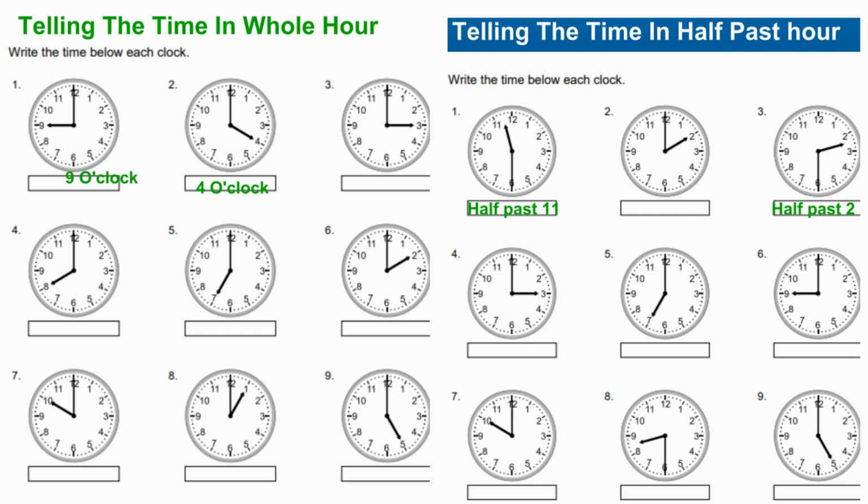Now let's tell the time in half past hour. When your short hand that reads hour is in between 11 and 12 and your long hand is on 6, that is half past 11. When your short hand is in between 2 and 3 and your long hand is on 6, that is half past 2. Now take other questions as your exercise.